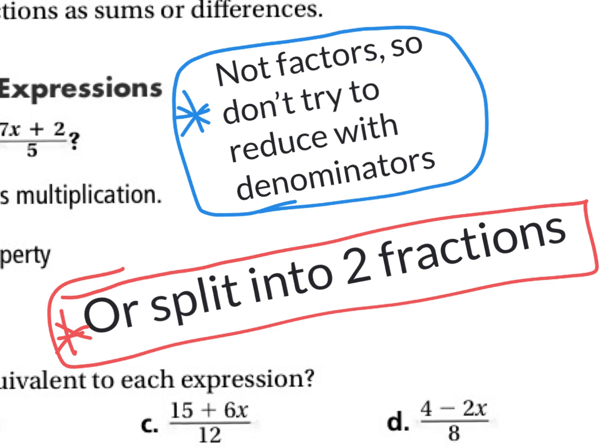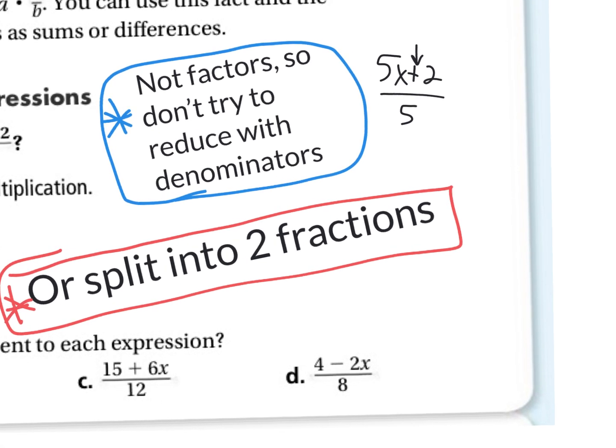Now, I know on this problem we couldn't reduce anyway, but let's say instead of 7x plus 2, that was a 5x plus 2. If we had 5x plus 2 over 5, you can't reduce the 5's there because it's 5x plus 2. Those are things that are being added together, okay? It's kind of like the idea of if you had 5 plus 2 over 5, obviously we would just say that's 7/5, right? Or 1 2/5.